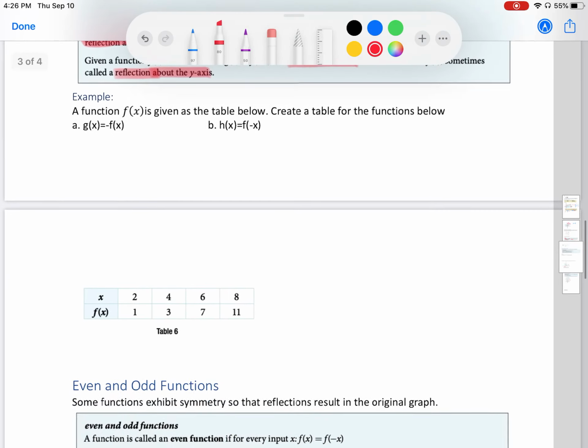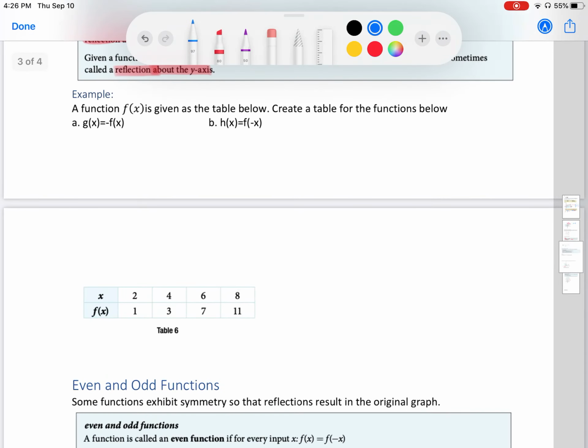To help you relate it to points, let's take a look at this example. A function f of x is given in the table. Create the table of the function below. Our new function, g of x, is made up by negative f of x. Now we have our x's and our f of x's, which are like our y's. What's different is that our y's will be negative. So let's create a chart for our function g of x.